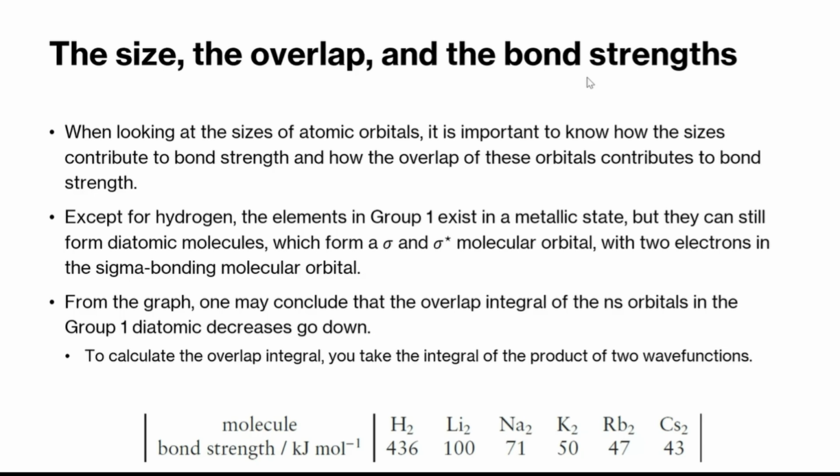Now remember, back in chapter 2 I mentioned that the overlap integral is simply you take the product of two wave functions and you take the integral of that. And the greater the overlap integral, the more overlap that's present between those two atomic orbitals.